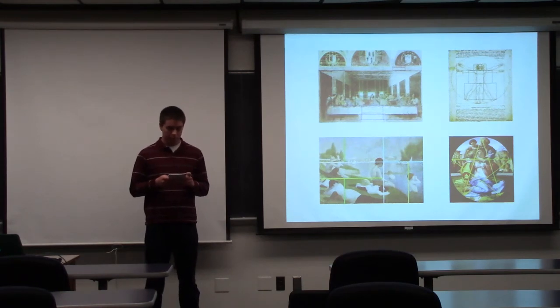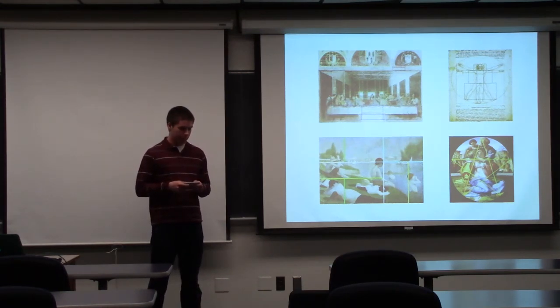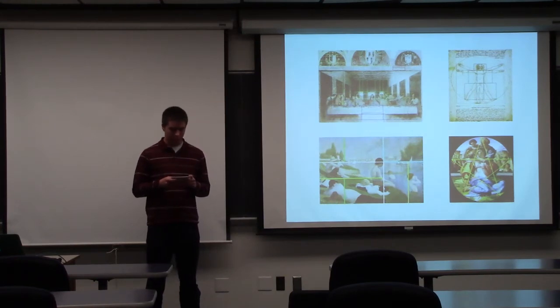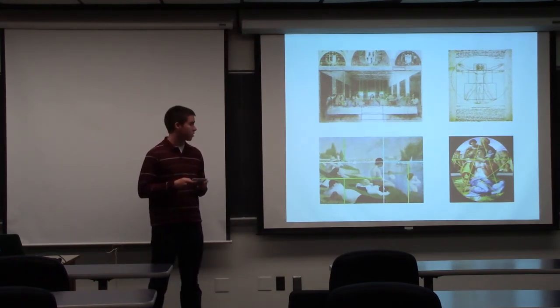Artists like Da Vinci use the golden ratio to lay out their paintings in order to achieve beauty and balance. In Da Vinci's Last Supper, the dimensions of the room and the table are all based on the golden ratio, as well as the Vitruvian Man, the Holy Family, and the Bathers.